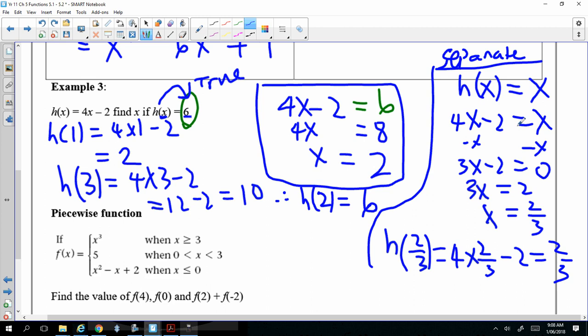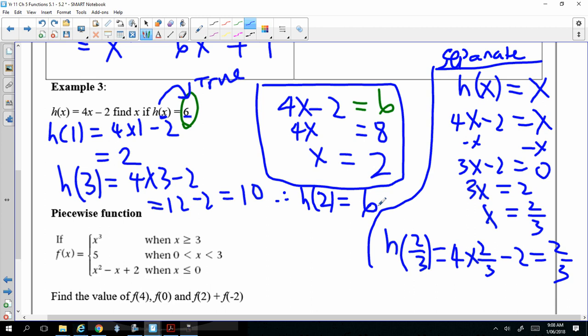So if h(x) equals x, we see that if x is 2/3, it makes it work. h(2/3) is equal to 2/3. h(x) equals x, so whatever x you put in has to be the same as the answer you get out. And the only number that works is 2/3. So if I substitute 2/3, my answer is still 2/3. Whereas if I substitute 2, I get the answer 6. Get the idea? Alright, good.